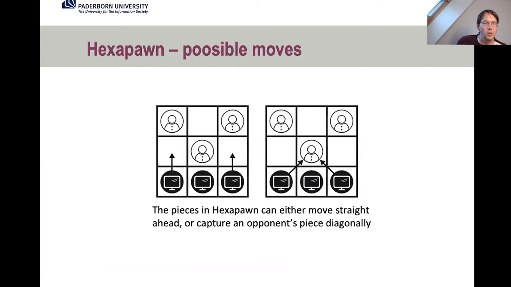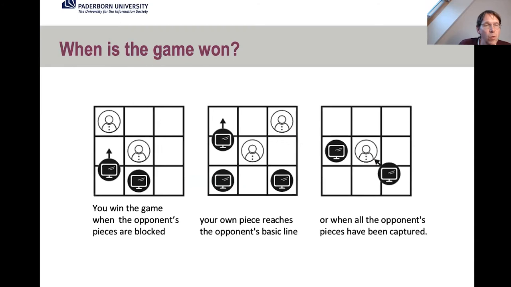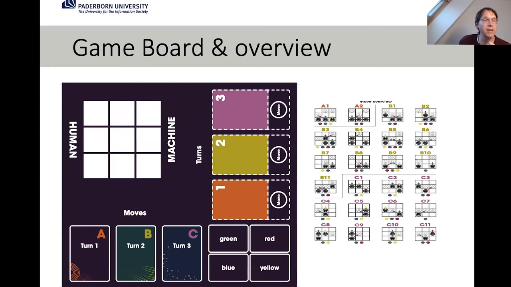It's just that with the hexapawn, you can go straight ahead or capture a figure of your opponent diagonally. That's the only possible moves. And you win when the opponent is blocked, when you are reaching the baseline, or when every piece is captured. And then you can play it. So one student sits here and plays the human, and then you place the figures. The others are playing the machine, and this is a visualization of the machine.